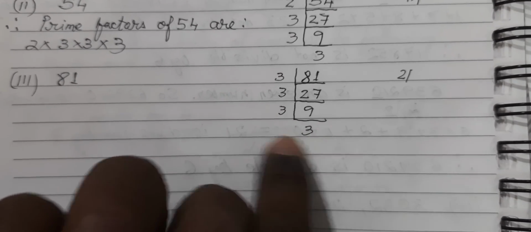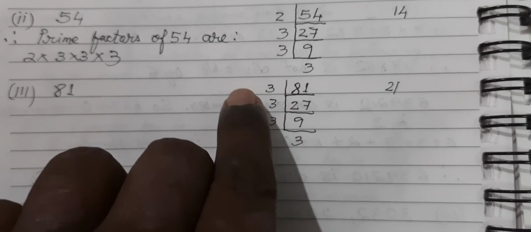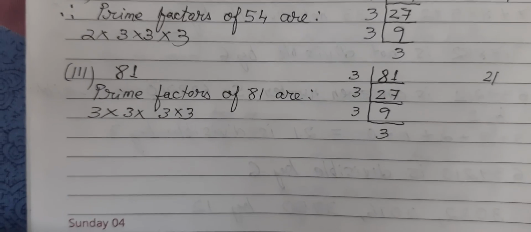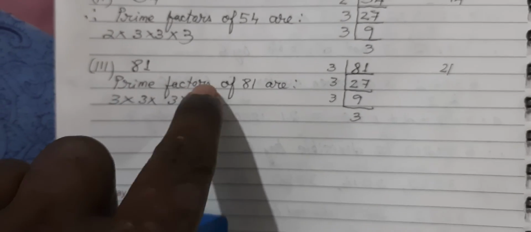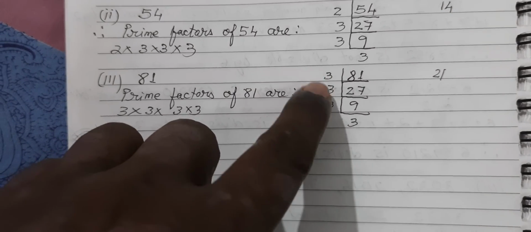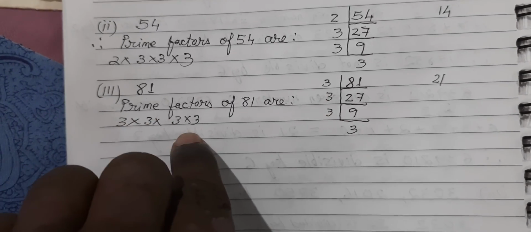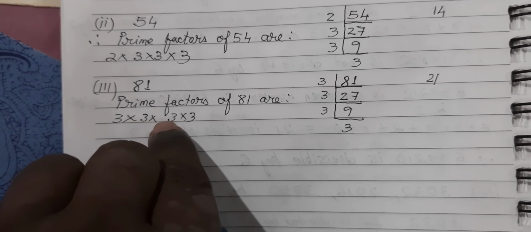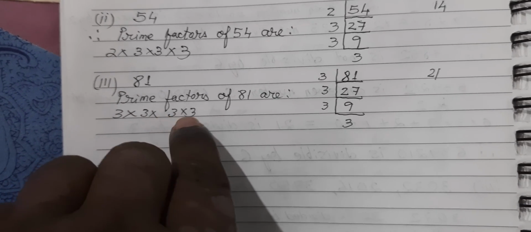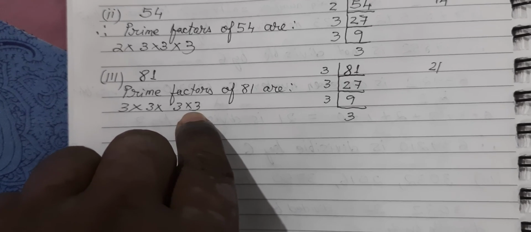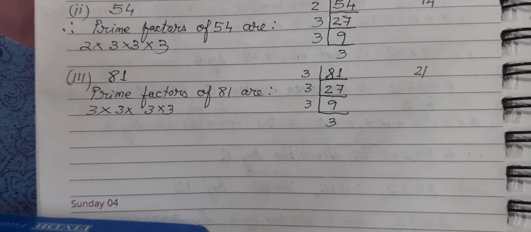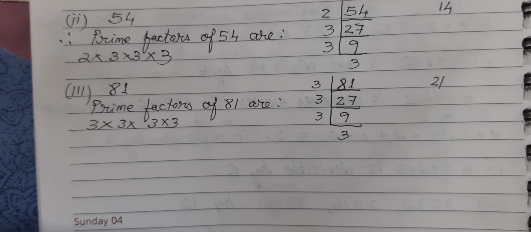So what are the prime factors of 81? 3 into 3 into 3 into 3. There you go. Prime factors of 81 are 3 into 3 into 3 into 3. Let's verify the answer. 3 3s are 9, 9 3s are 27, and 27 into 3 is 81. You can do it in the rough and find out. So thus we get the prime factors of 81.